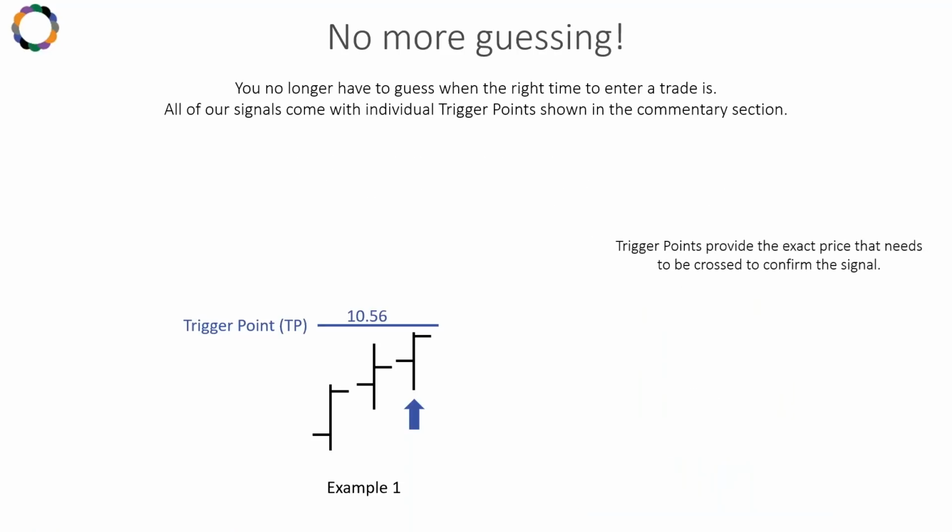Our algorithms take in historical pricing information based on past movements and create custom figures that we call trigger points. Here, I'll show you an example using a blue signal. As you can see, our trigger point is 1056. So if price crosses the trigger point, then we can expect a short-term upward trend. Because, if you remember, that's what the blue signal represents.